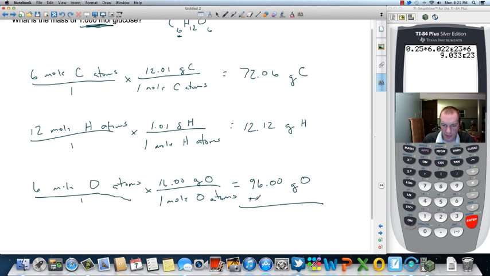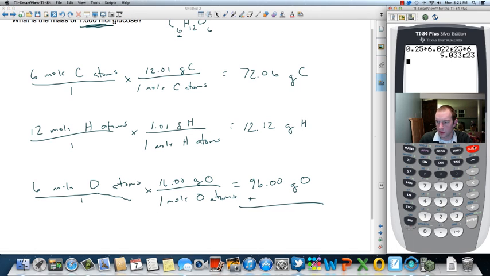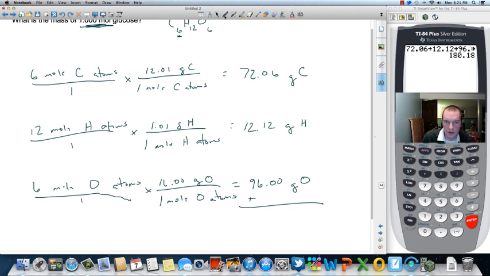To know the total molar mass, we want to add the mass of each component. So we've got 72.06 plus 12.12 plus 96.00, and that equals 180.18. So the total molar mass is equal to 180.18 grams of C6H12O6 for every 1 mole of that same substance.